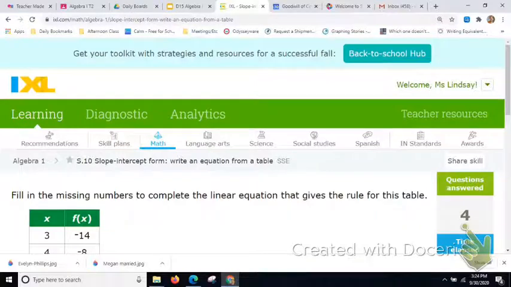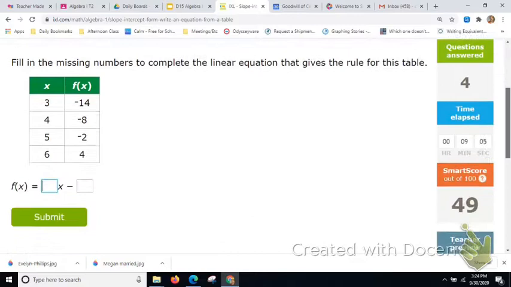So when you're looking for the two blanks, it's like finding the M and the B. It's like the ones with 2 points. A table really just gives you 4 points. You can pick any 2 of them.